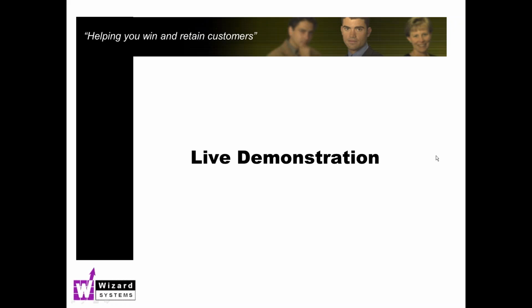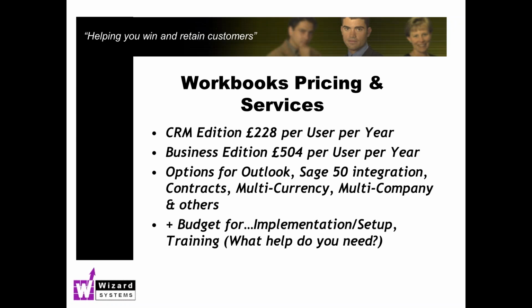Right, before we dive into Q&A, I'd now like to cover basic information about pricing. There is an annual subscription for Workbooks, which you pay for on an annual basis. There are 2 editions, CRM Edition or Business Edition, at 228 or 504 per user per year, excluding VAT, so you need to add VAT on top. And there are some extra options you may want to consider. The Outlook integration allows you to share your Outlook emails in a bi-directional way, and share your contacts, calendar, and tasks. We also have lots of other optional add-ons to consider.